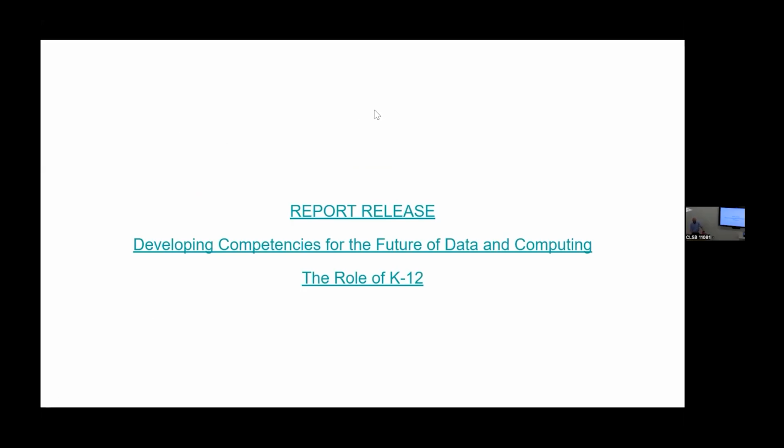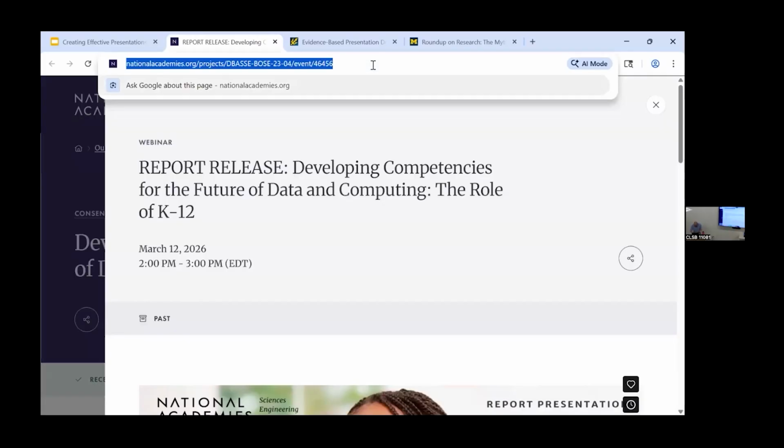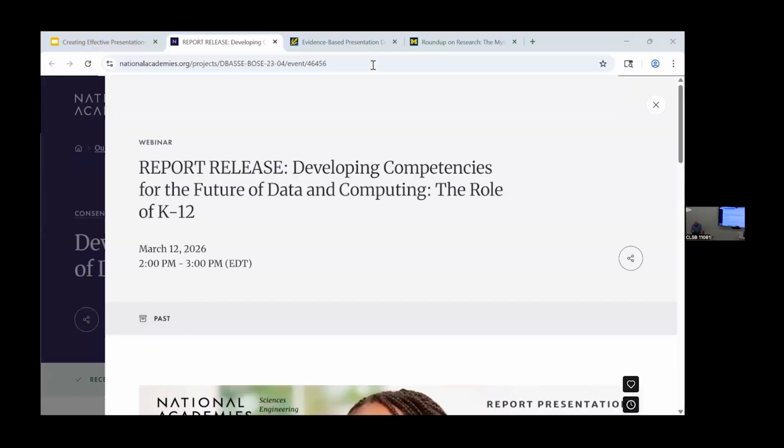So this is a report that was recently released, Developing Competencies for the Future of Data and Computing, the Role of K through 12. I attended a webinar on this last week. And this is the link that Erica sent to you yesterday. I can also put the link in the chat again, just so everyone has it.